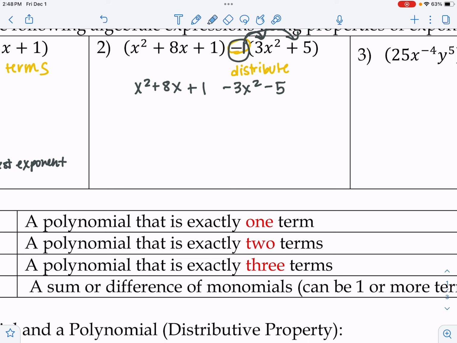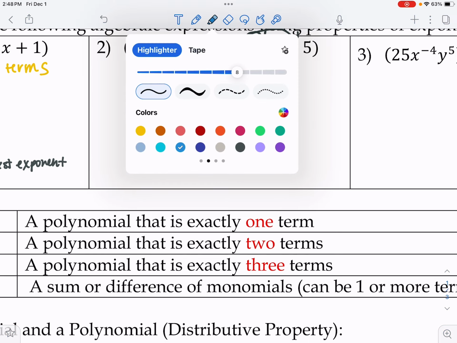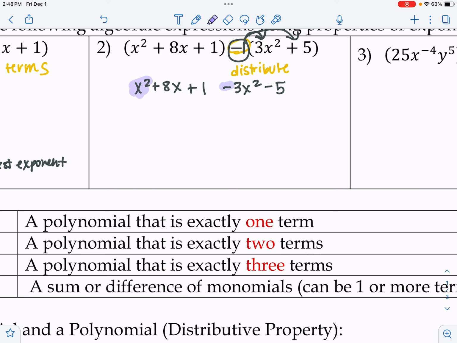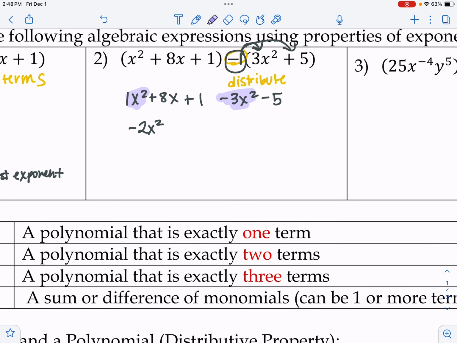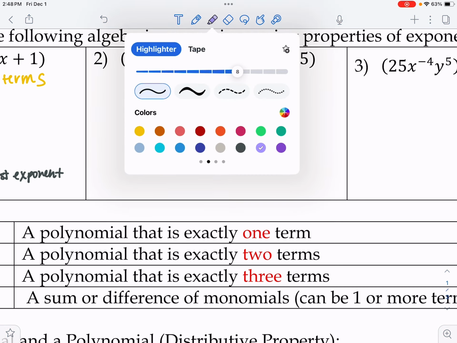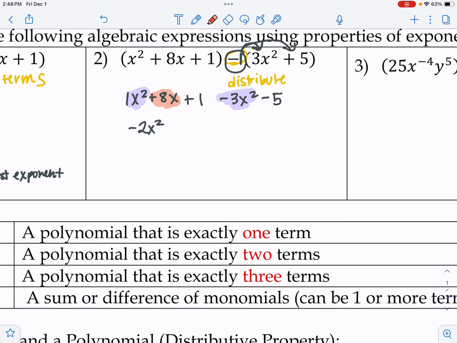Okay, and now we're right back to combining like terms. And so we have 1x squared minus 3x squared. 1 minus 3 is -2x squareds. And then we have a single x term. So we'll write that next. And then our constants are 1 and -5. So that would give us -4. And you can use your Desmos calculator for this, just to number crunch.